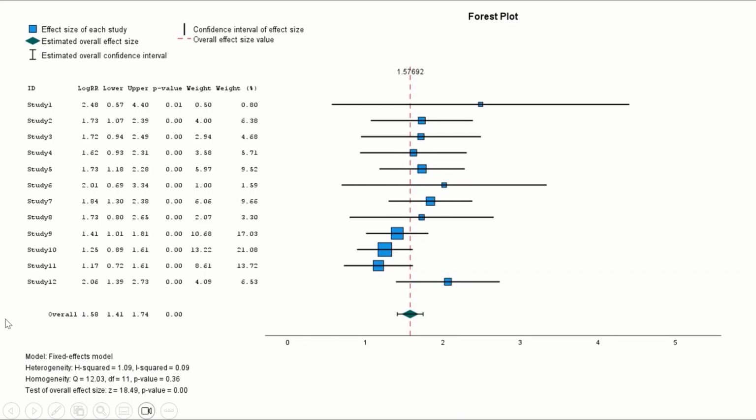The third section here is the overall calculated risk ratio with a p-value and a 95% confidence interval and a heterogeneity test to assess the level of heterogeneity between the results from those separate 12 studies, with an I-squared value of 9%, which is very low, and a p-value greater than 0.05. So there is a low level of heterogeneity between the data extracted from these 12 studies.